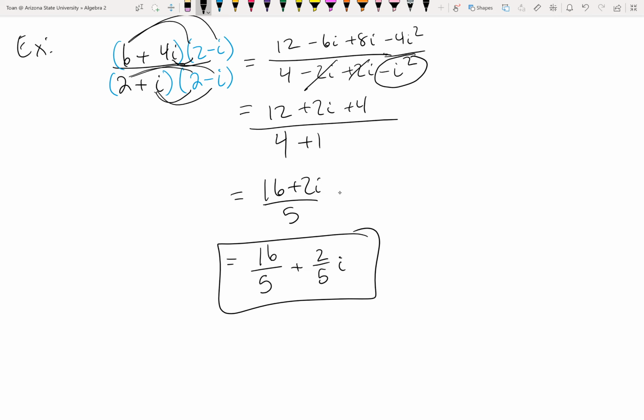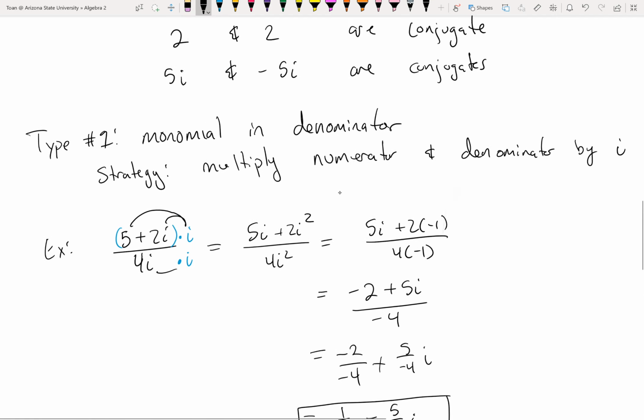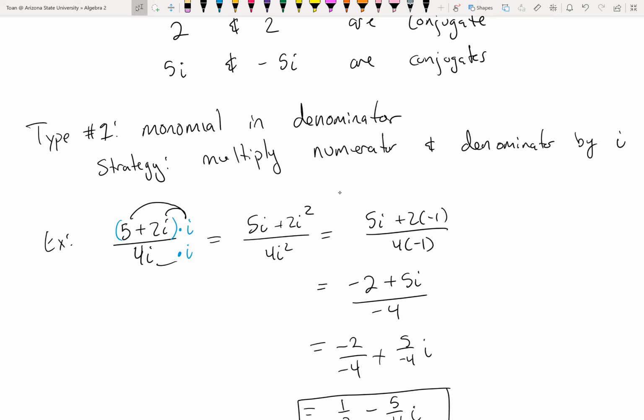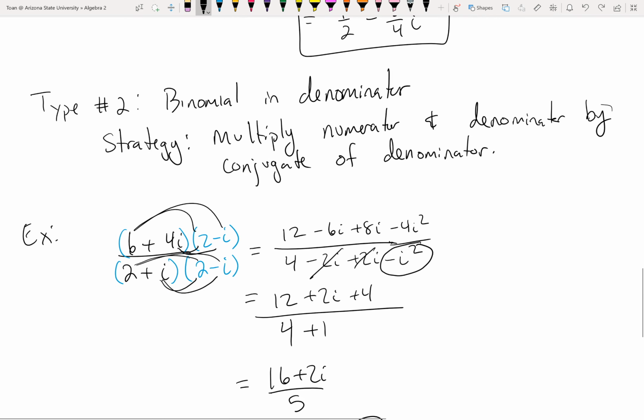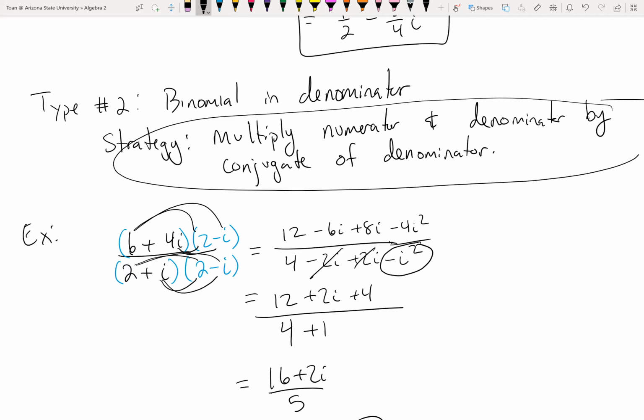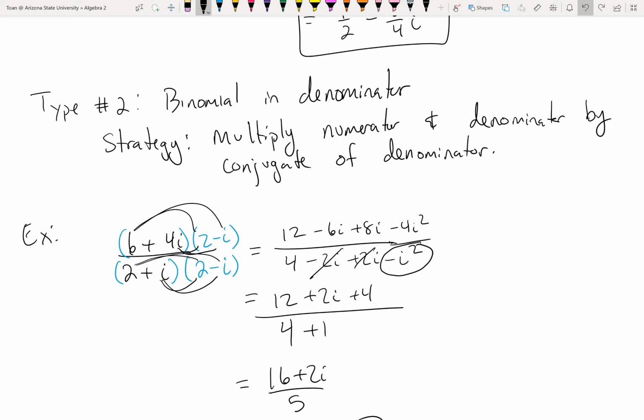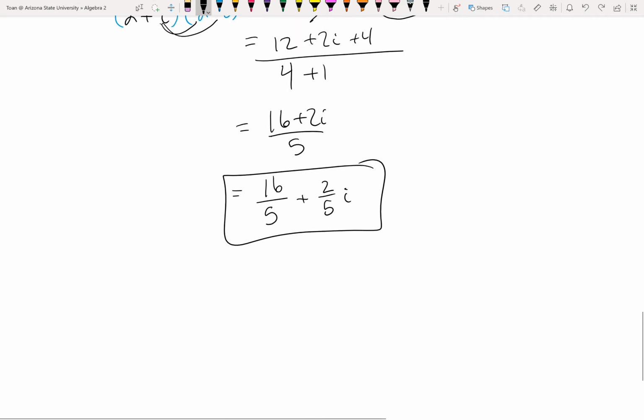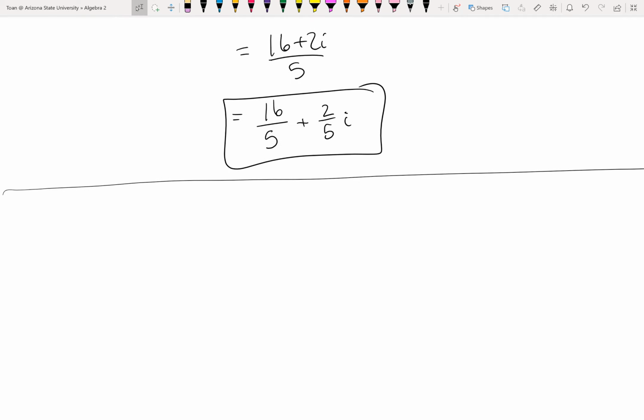So above all else, dividing will probably be the most tricky, but it isn't tricky at all. The strategy is very simple. It all depends on what you have. If you have a monomial denominator, just multiply the top and bottom by i. If you have a binomial denominator, just multiply top and bottom by the conjugate of the denominator. Hopefully by now you're feeling very comfortable working with i's. And again, it really doesn't change the math.